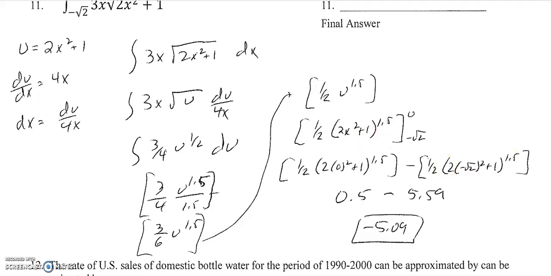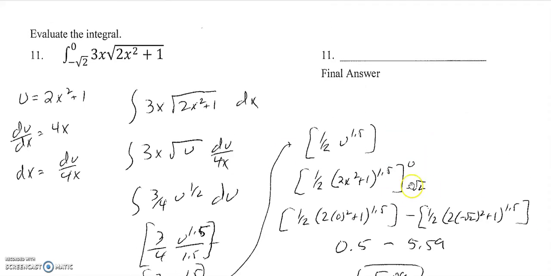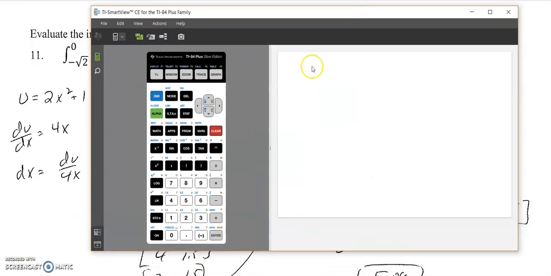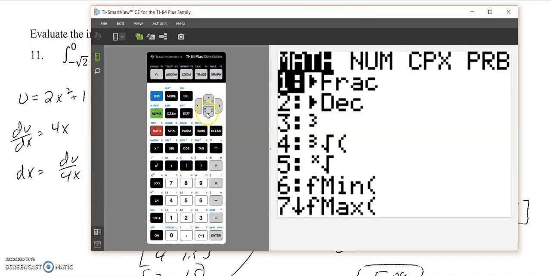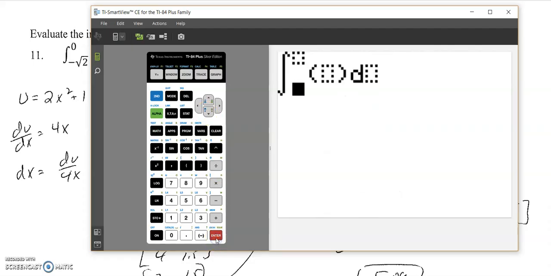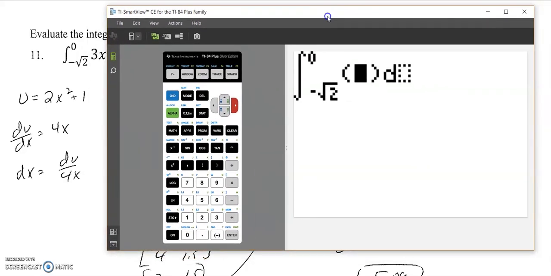Now, because this is a definite integral going from negative square root of 2 to 0, we can use the calculator. So we type in the original into the calculator. So remember, we type math. We go down to 9. And this one goes from negative square root of 2 as the lower bound, 0 is the upper bound, and then we type in the original.